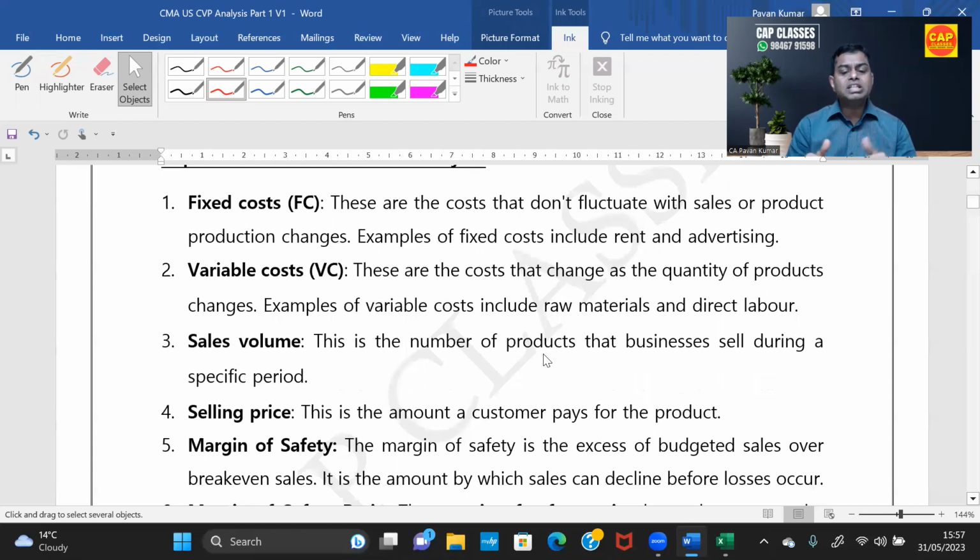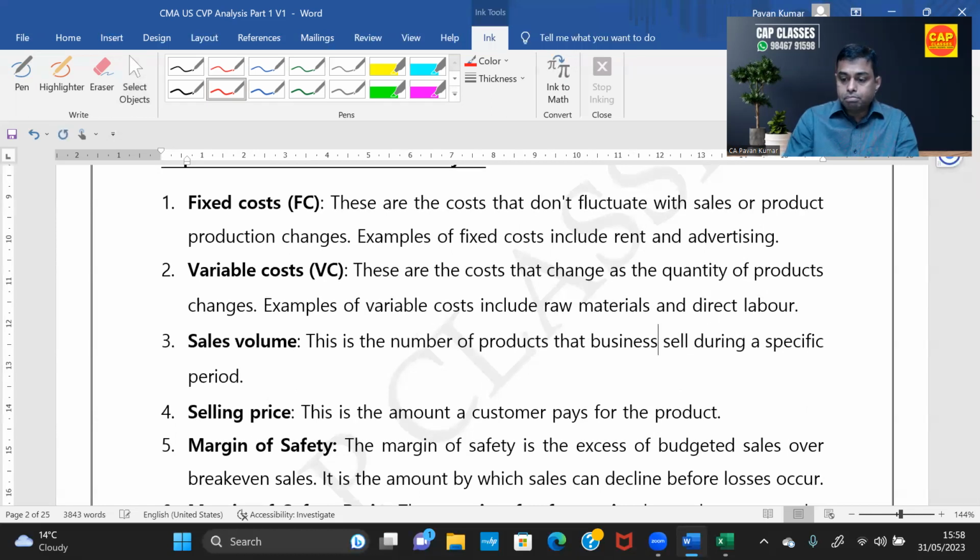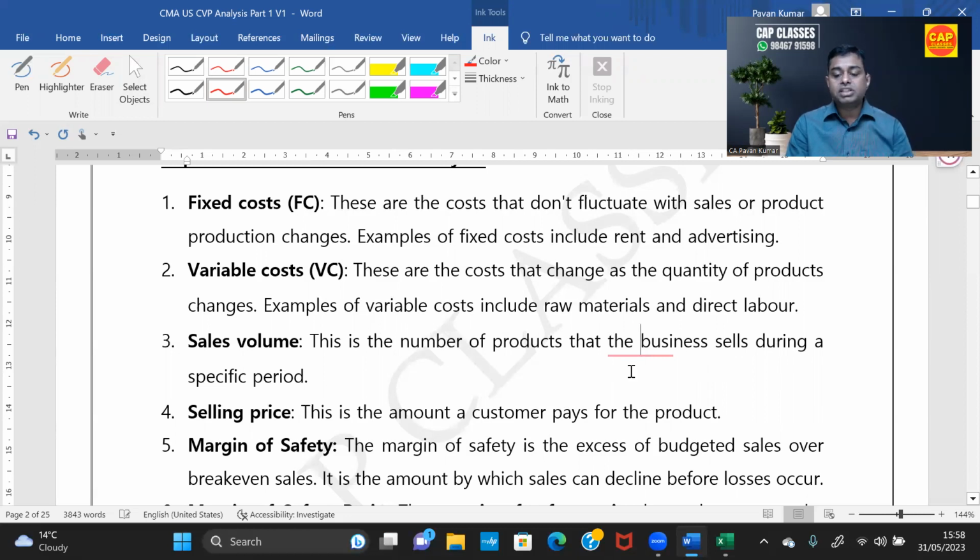Sales volume. Volume means number of units sold. This is the number of products that the business sells during a specific period.